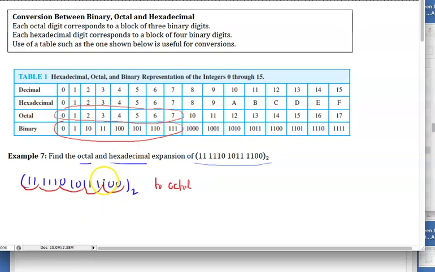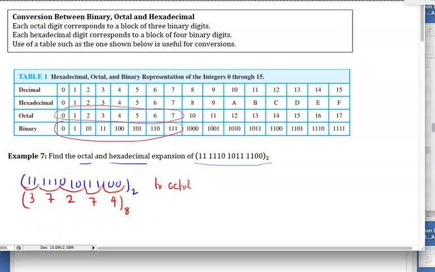If I look at 1, 0, 0 on the chart, that corresponds to a 4 in the octal row. And 1, 1, 1 corresponds to a 7. 0, 1, 0 corresponds to a 2. Another 1, 1, 1, which is a 7. And 1, 1 is a 3. So here's the octal representation. Just with that chart, it's fairly straightforward to do.